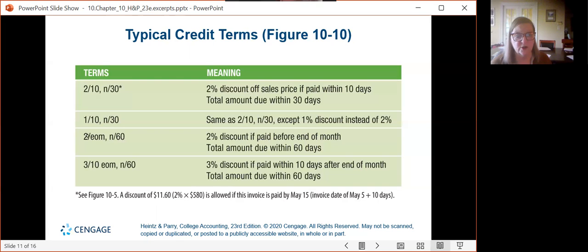And then on the third set of terms, it says 2 EOM net 60, which means I'll give you a 2% discount if you pay by the end of the month, but at least pay the net you owe me within 60 days. And then the last set says 310 EOM net 60, which means 3% off if you pay within 10 days or the end of the month.